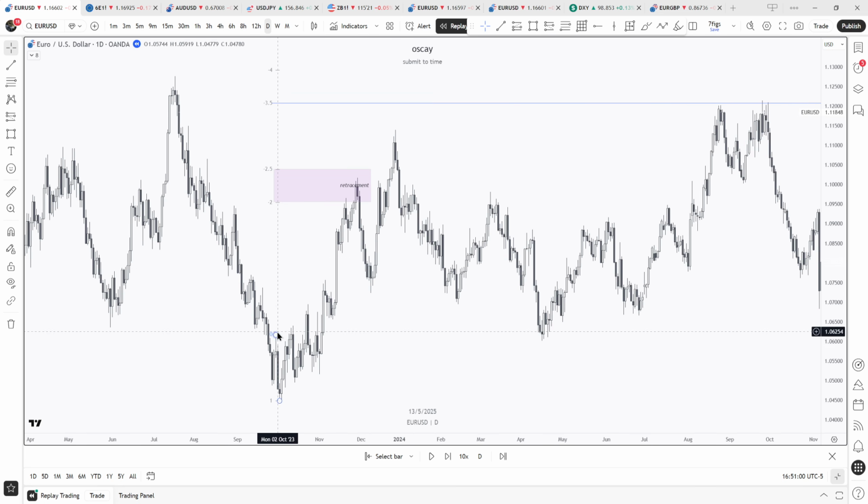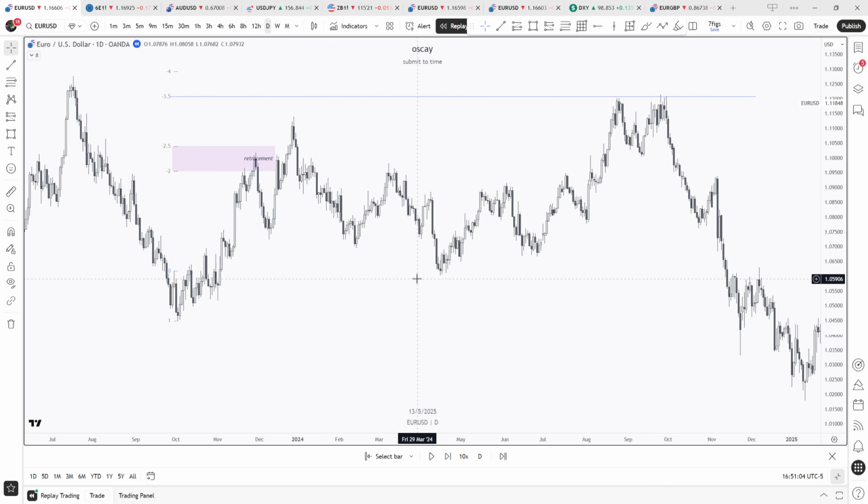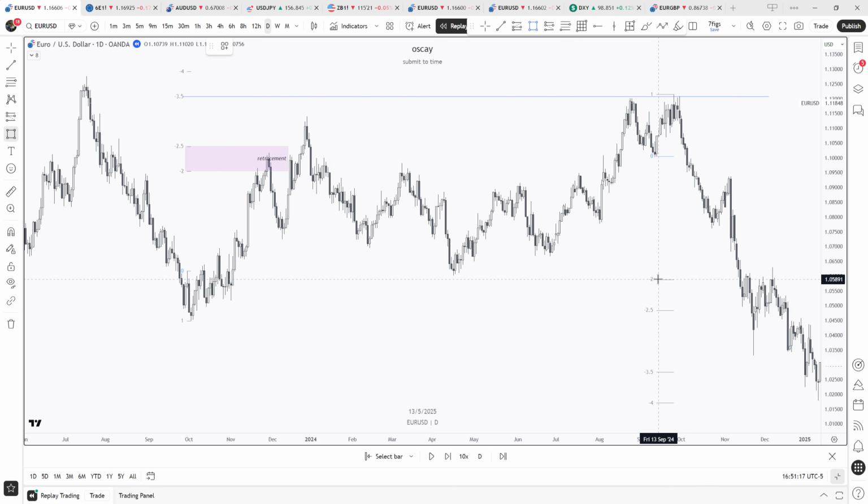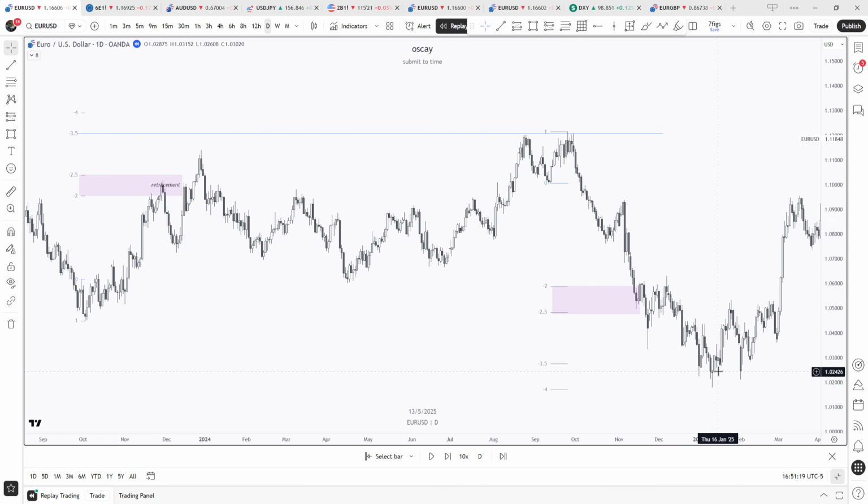So look at this. We have our manipulation leg right here. We get the retracement right here, correct? And then look how far in the future we still refer to minus 3.5 as our terminus. And look how precisely we get that before we get the next reversal right here. Look at that. Can we retrace again?